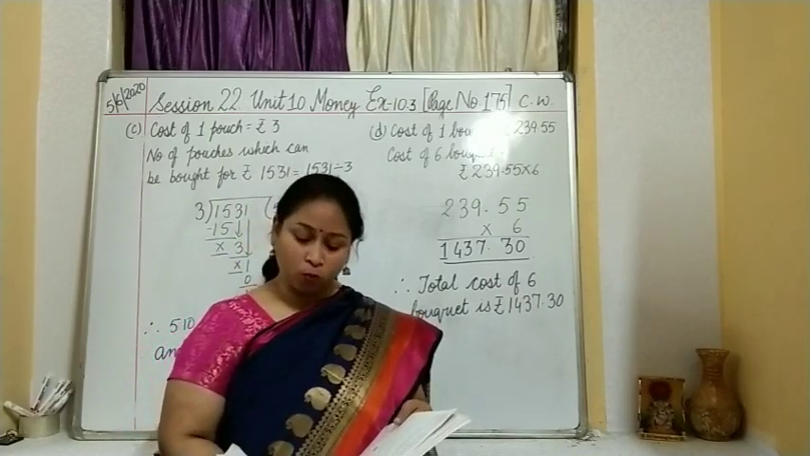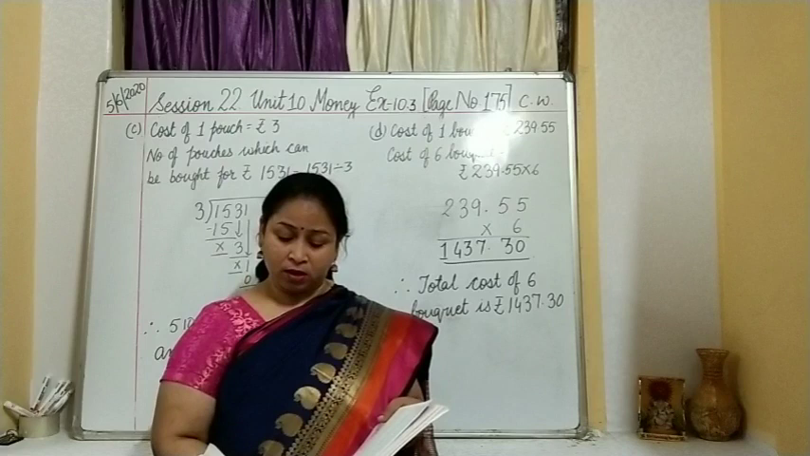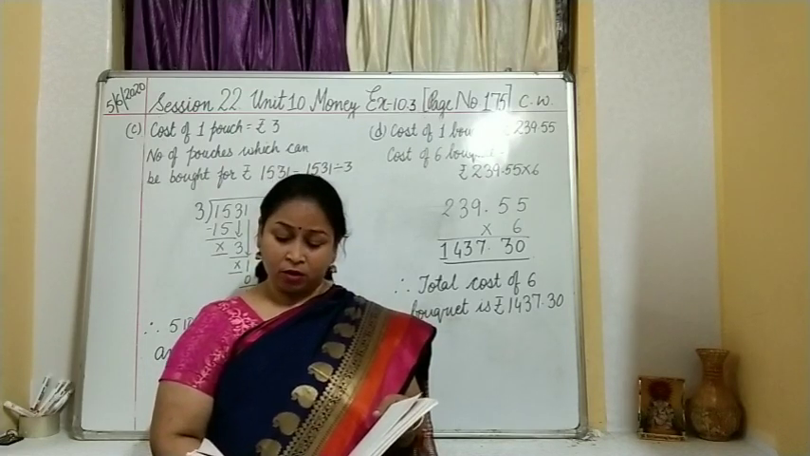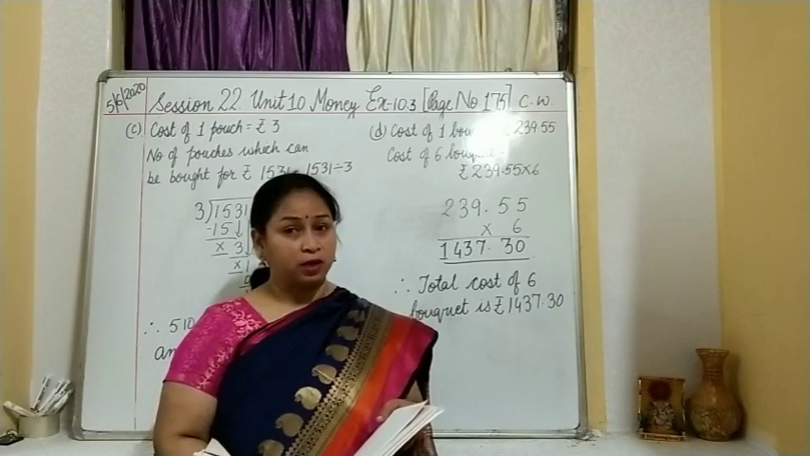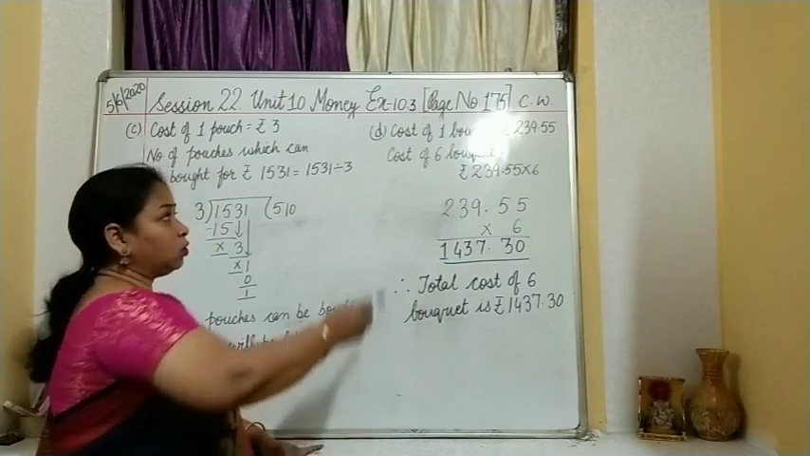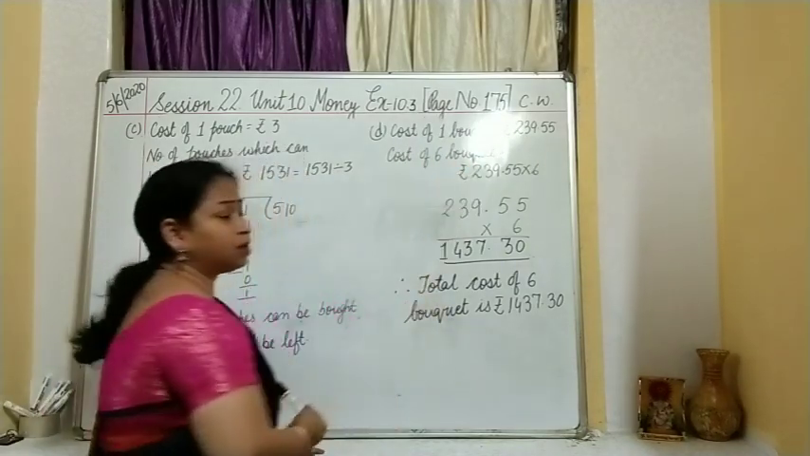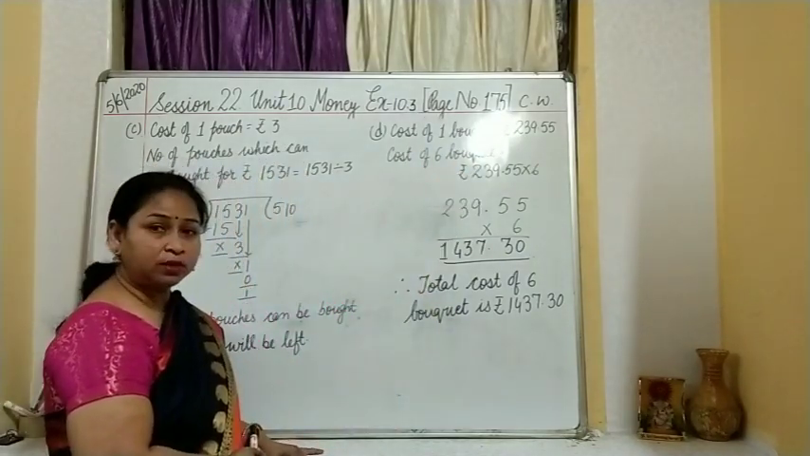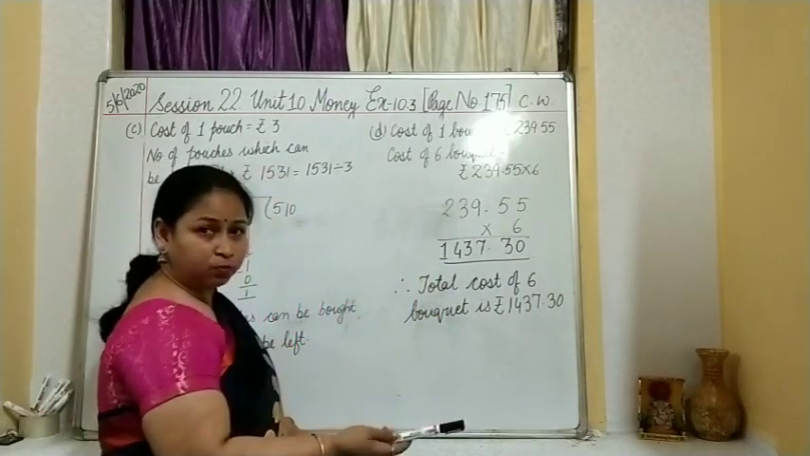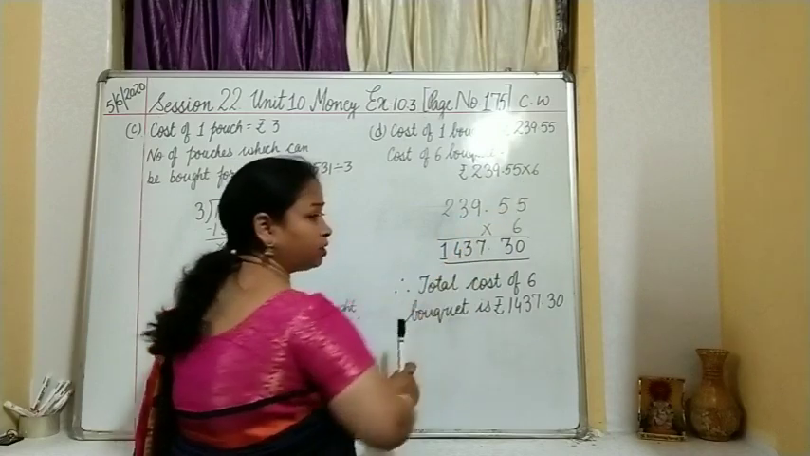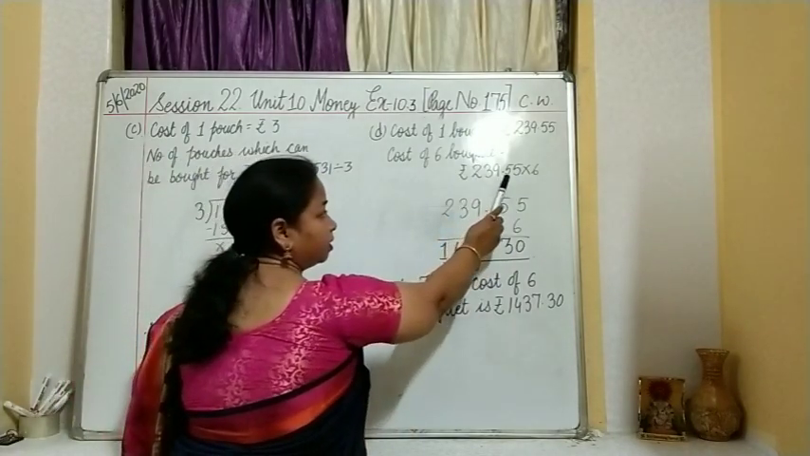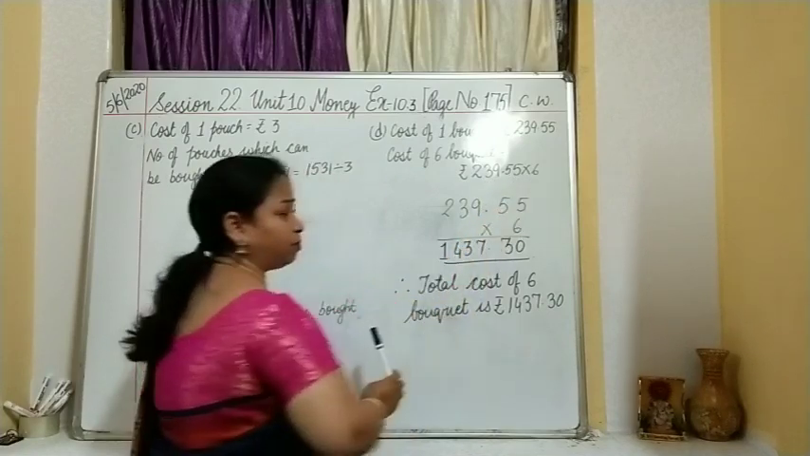Cost of one bouquet of flowers is rupees 239 and 55 paise. Find the cost of 6 such bouquets. Okay. So the statement is very simple. Cost of one bouquet is given as 239 rupees and 55 paise. Cost of 6 bouquets will be, multiply both the figures. So in order to get the total amount, 239 rupees 55 paise multiplied by 6.